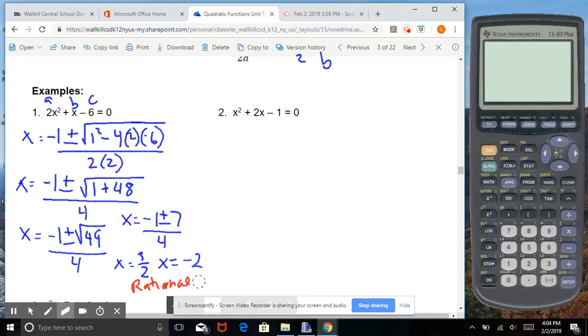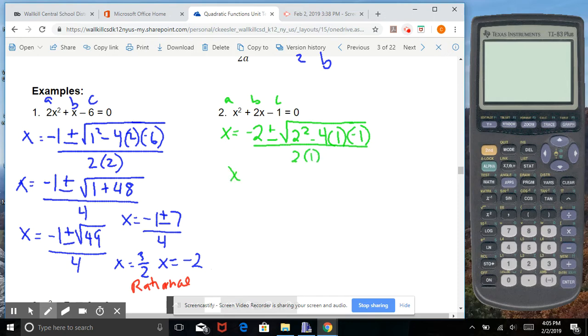Number 2, we go through the same process again. In this case, our a is 1, our b is 2, and our c is negative 1. We start by substituting it in. X equals negative b, so that's negative 2, plus or minus the square root of b squared, which is 2 squared, minus 4 times a, which is 1, times c, which is negative 1, all over 2 times a, which is 2 times 1.